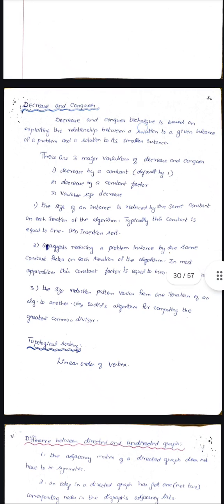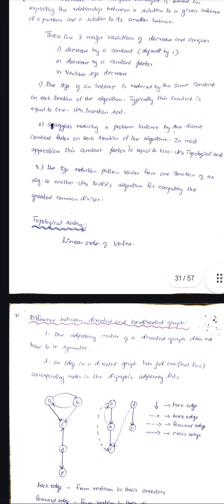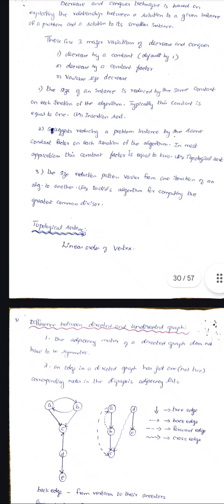Decrease and conquer now. The decrease and conquer technique is based on exploiting the relationship between the solution to a given instance of a problem and the solution to a smaller instance. There are three major variations of decrease and conquer: decrease by a constant value, usually 1, decrease by a constant factor, or variable size decrease. In the first, the size of the instance is reduced by the same constant on each iteration of the algorithm. Typically, this constant is equal to 1, for example insertion sort.